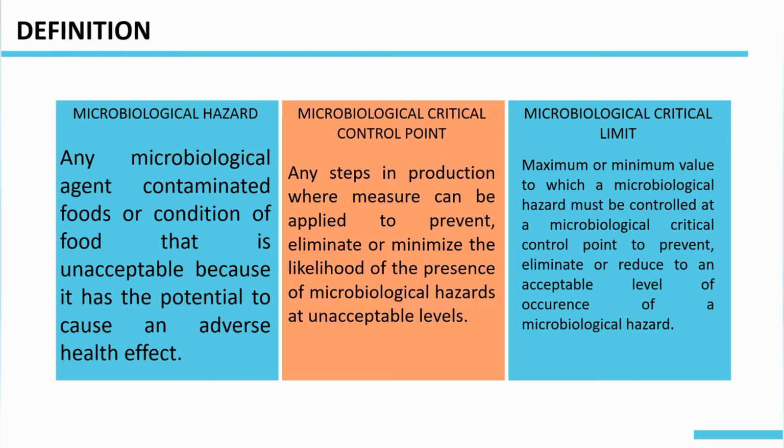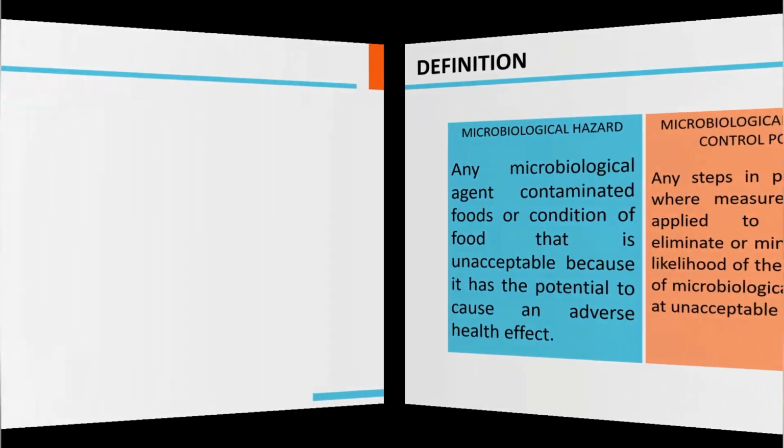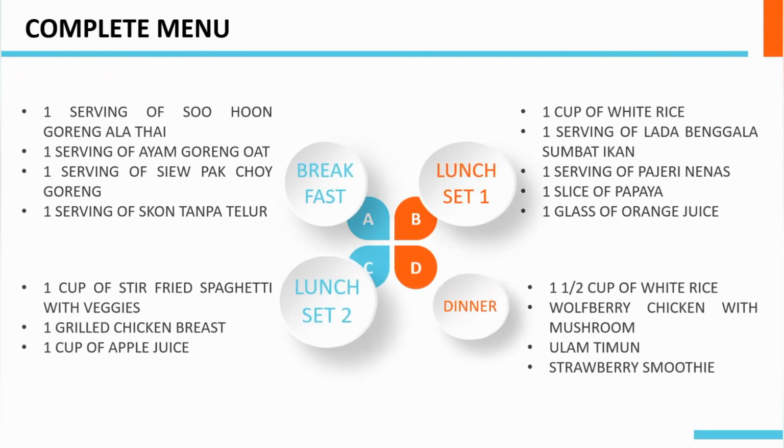Lastly, microbiological critical limit is defined as maximum or minimum value to which a microbiological hazard must be controlled at a microbiological critical control point to prevent, eliminate or reduce to an acceptable level of occurrence of a microbiological hazard. This is our complete menu, which consists of breakfast, lunch set 1, lunch set 2 and dinner.